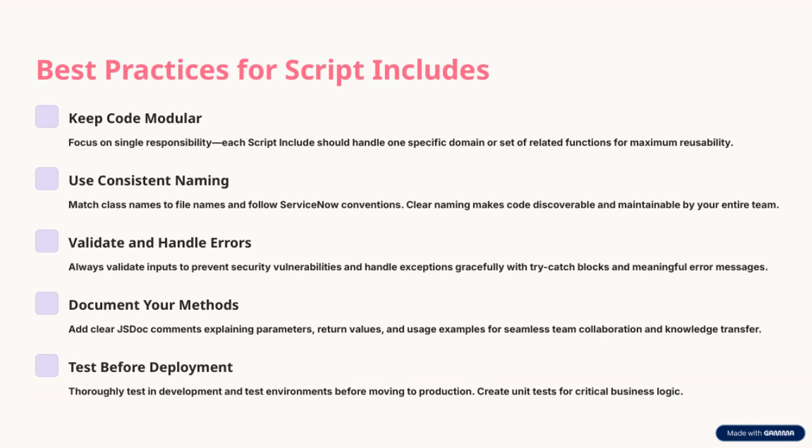Consistent naming conventions are key, too. Matching class names to file names and following ServiceNow standards ensures that our code remains discoverable and maintainable by everyone on the team. Finally, focusing on single responsibility in our script includes, meaning each one should handle a specific domain or set of related functions, maximizes reusability and keeps our code modular. This approach helps us build a clean, efficient, and easy-to-maintain code base.